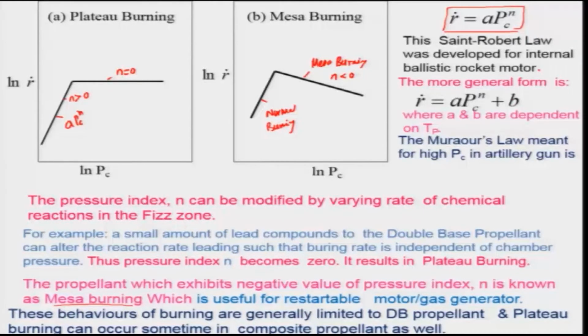Another relation which is being used is known as Muraour's law, meant for high chamber pressure, and which was developed particularly for artillery guns: r dot is equal to a pc plus b. Keep in mind that n is equal to 1, so that it became a pc, that means it goes only linearly with the chamber pressure, and this is because at very high pressure the changes are not really much. So, therefore, we have now seen various kinds of burning, and in the next lecture we will look at a little more data on this burning rate. Thank you very much.